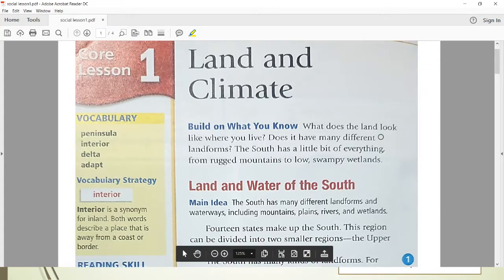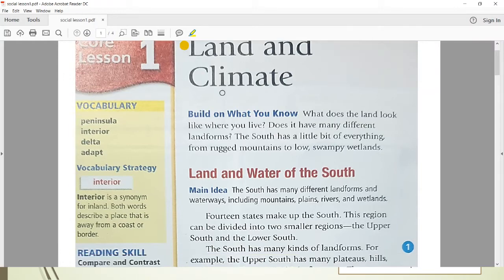So, here, I want you to open up your book to pages 132 to 135, and you can see this page. If you have the photocopy or the colored book, it's okay. We're going to read it right now. And as we discuss everything, I'm going to discuss some bits of information. So let's start. Land and climate of the South.